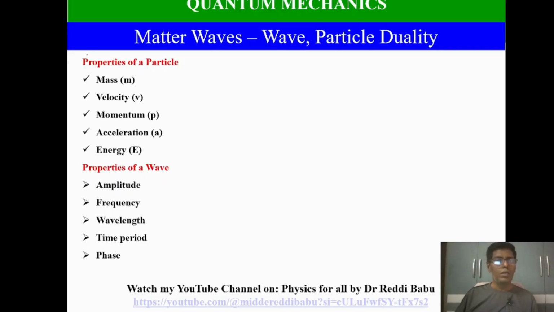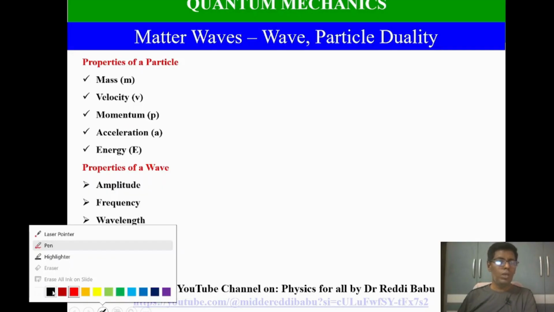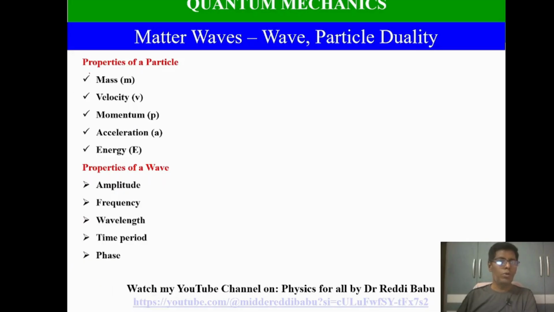Today's session I am going to explain to you about matter waves, which is also called the de Broglie dual nature of matter wave. Before going to the de Broglie dual nature of matter wave, first of all we have to understand what the properties of a particle are.